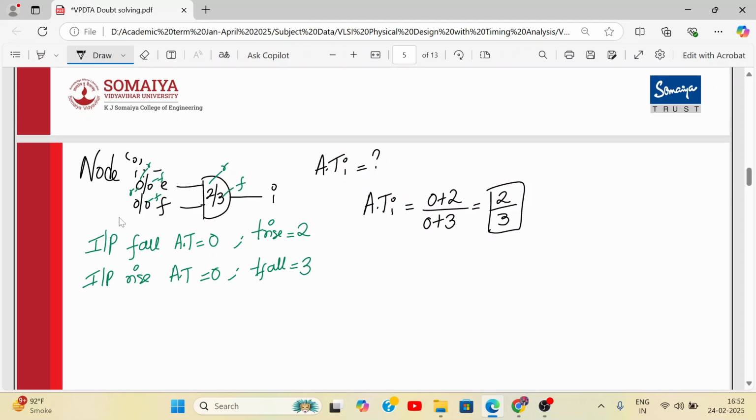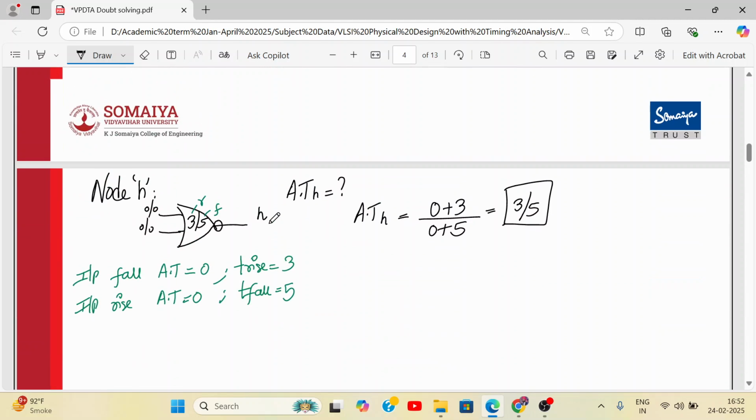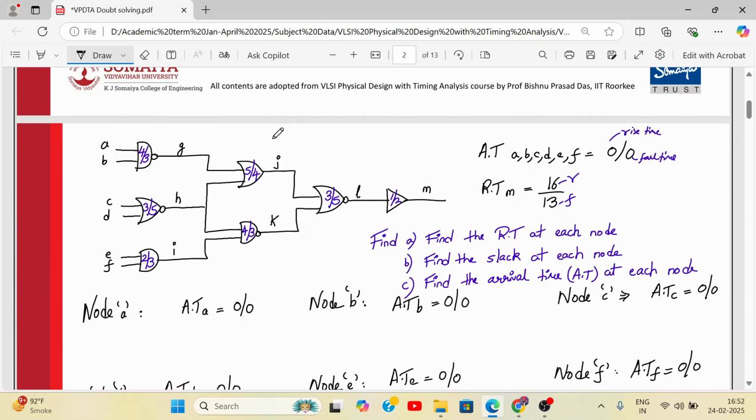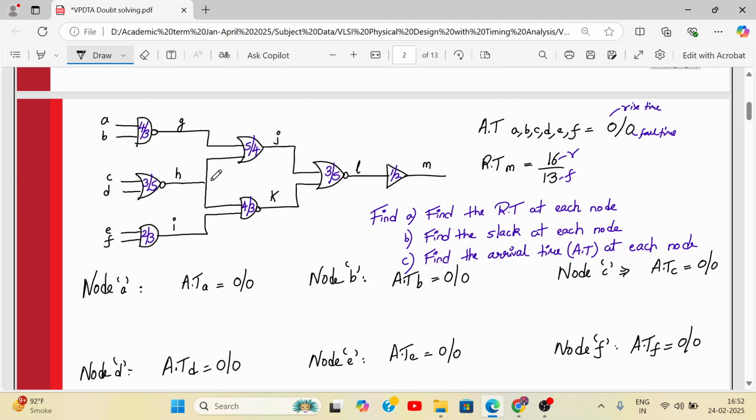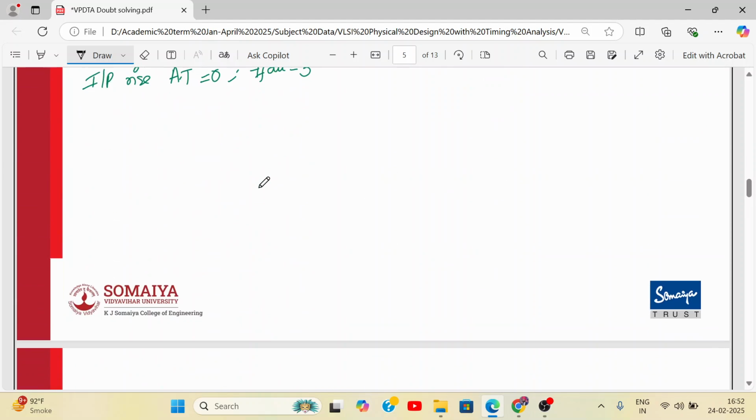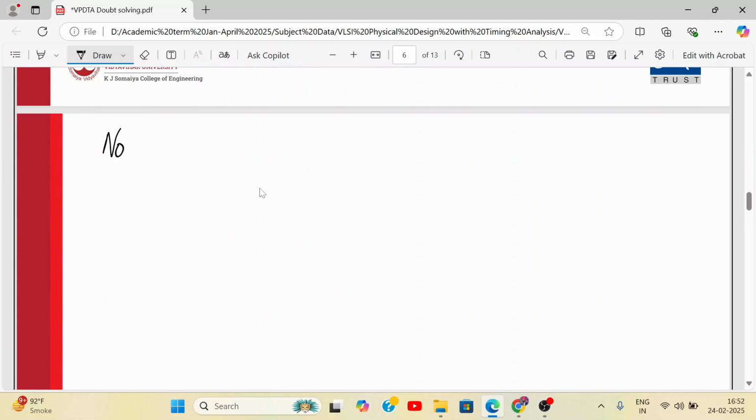Now let us check the arrival time at node J. Here we have to be careful. At node J, it is G and H as the inputs, and J is the output, and it's an OR gate. So here we have an OR gate with the rise and the fall delay as 5 and 4, and J is the output node. Input nodes are G and H.